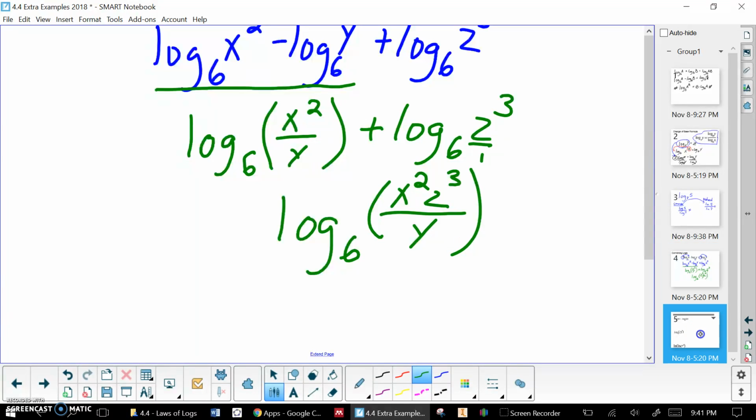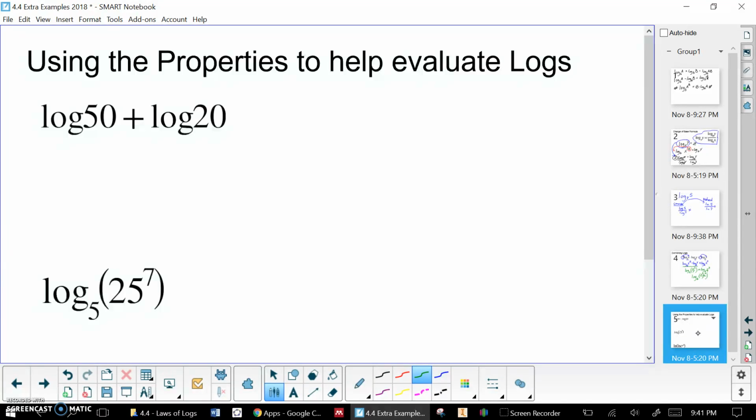The last thing is just a couple of examples like what you'll see in your homework. You'll have to combine and you'll have to expand logarithms, but let's just take a look at using some of these properties to help us evaluate logarithms. So here we have log of 50 plus log of 20. Neither one of those are very simple to deal with on their own, but using our multiplication rule, log of 50 plus log of 20 is going to equal log of 50 times 20.